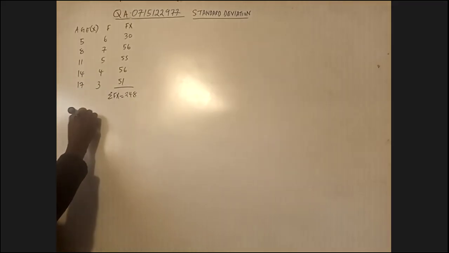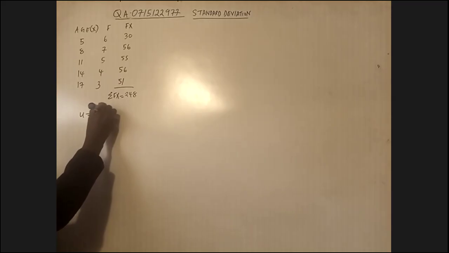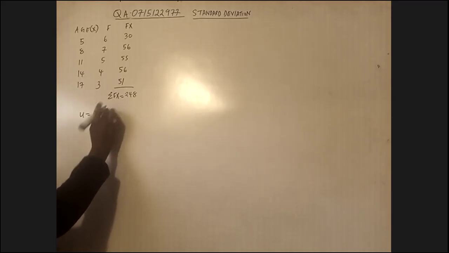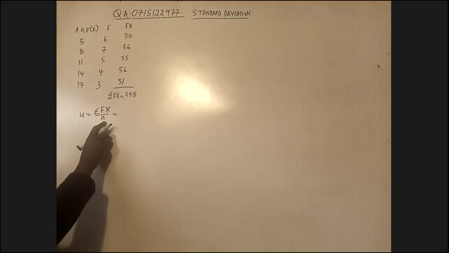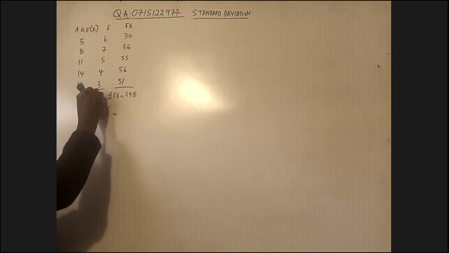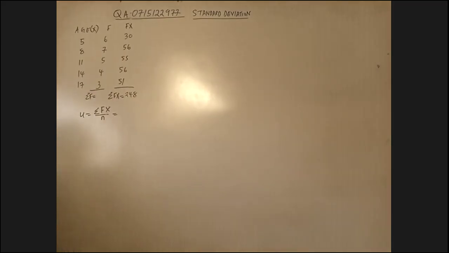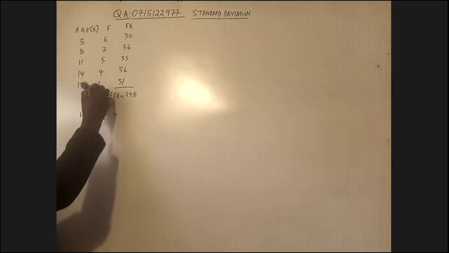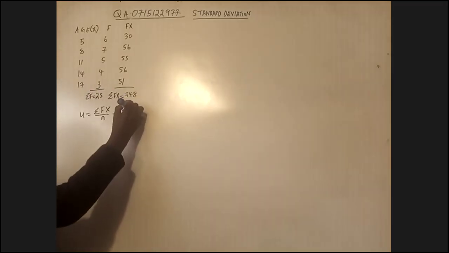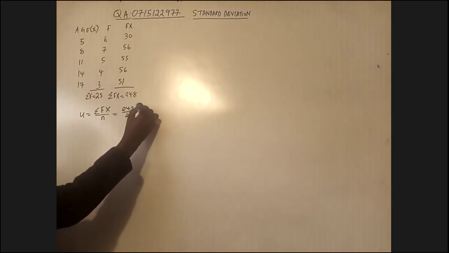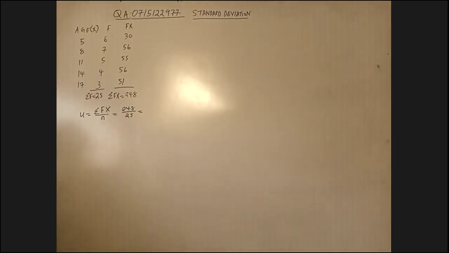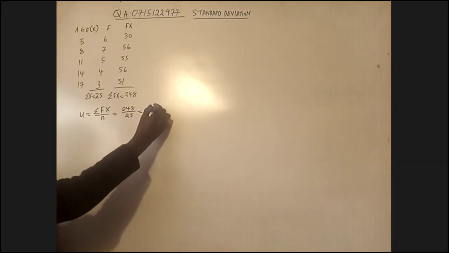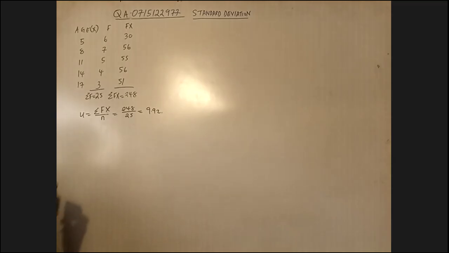Now our mean is the summation of fx over n. Remember, our n now is our total frequency because we have frequency. So n, since we have frequency, will be the summation of frequency. How much is that? 6 plus 7 plus 5 plus 4 plus 3 is 25. So it will be 248 divided by 25, which is 9.92.